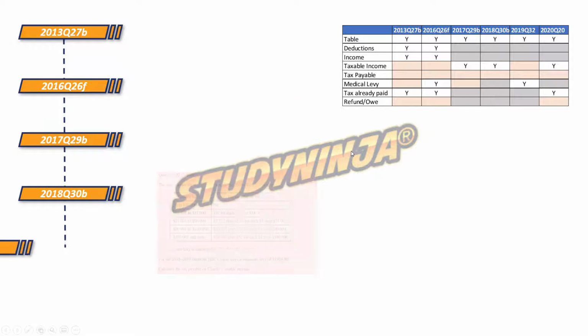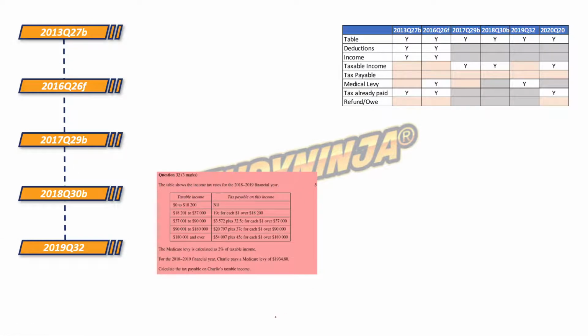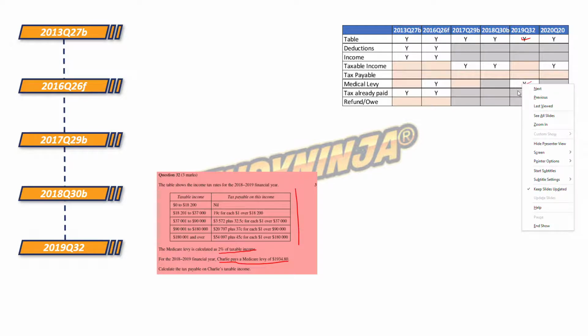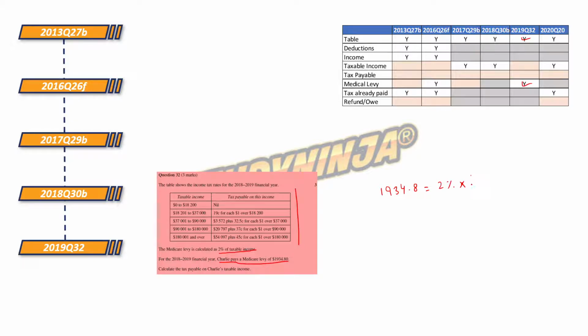Okay, let's move on. So 2019 question 32. Here you've been given a table, as always. And you've been told that the medical levy is 2% of taxable income, but you're also told that the medical levy is this much, 1934. So the medical levy is already given, but you're also told how it's worked out. You're told that 1934.8 is equal to 2% multiplied by taxable income, right?